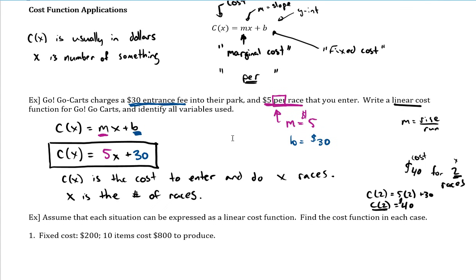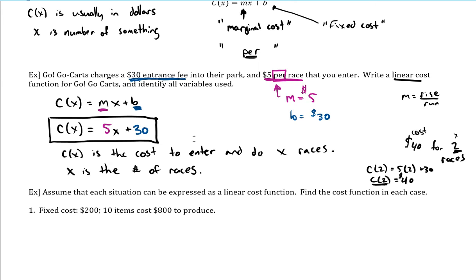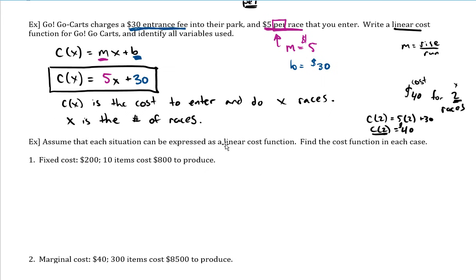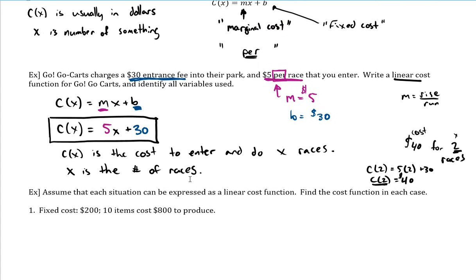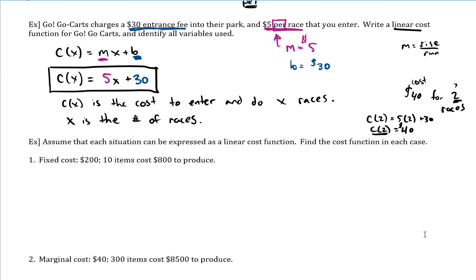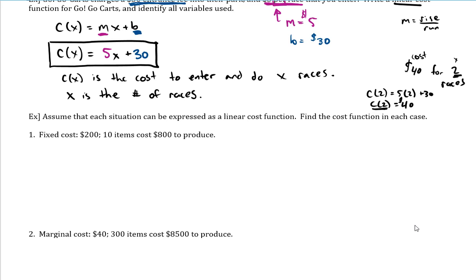So that's that. Okay, so let's break down some other problems. And again, once you get used to it, you can crank these out pretty fast. Just make sure that you pay very close attention to what the variables mean. That's helpful for future stuff in math.